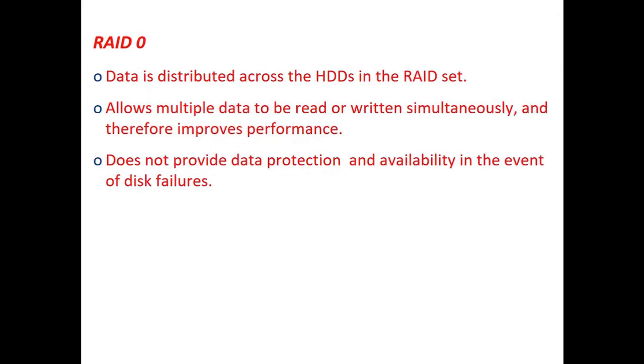Let us start with RAID 0 and try to understand it. In RAID 0, data is distributed across the hard disk drives in the RAID set. Data is split across the hard disk drives. It allows multiple data to be read or written simultaneously and therefore improves the performance. The main aim of RAID 0 is to improve the performance of the storage systems. It allows multiple data to be read or written simultaneously from multiple hard disk drives, and therefore it improves the storage system performance.